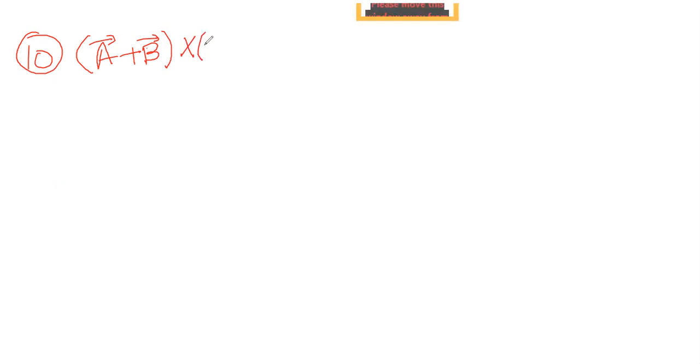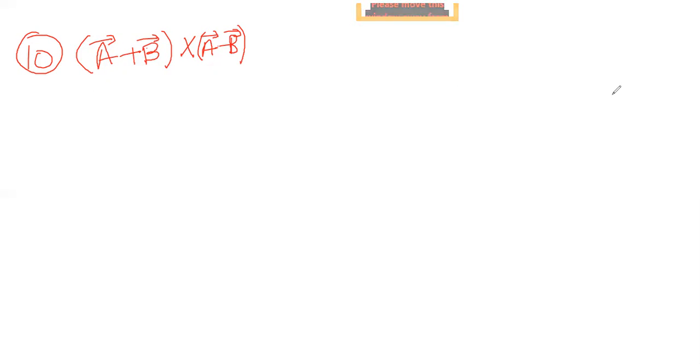Cross with A bar minus B bar. Very, very important question. I should say this is also there in mathematics, this is there in physics also. This will come in exam also, in your IP board exam also it will come.